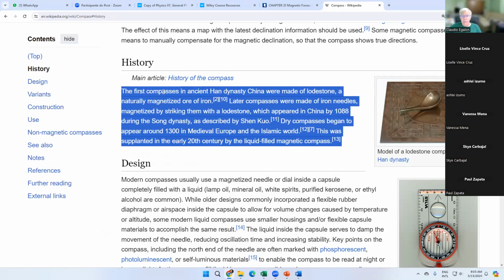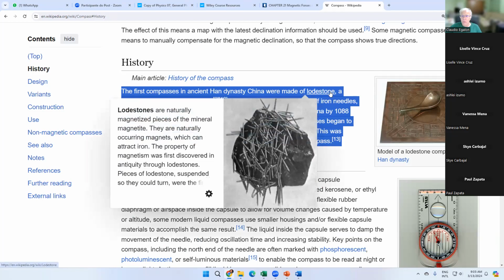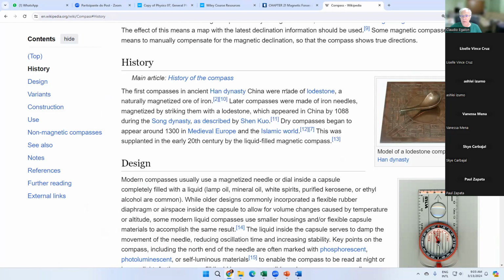The difference is that the Chinese were able to create a compass. And those compasses were made of lodestone. Lodestone was already known by the ancient Greeks, a naturally magnetized ore of iron. Later compasses were made of iron needles. Okay, first pieces of lodestone, and then pieces of iron needles, magnetized by striking them with a lodestone. That appeared in China in 1088.